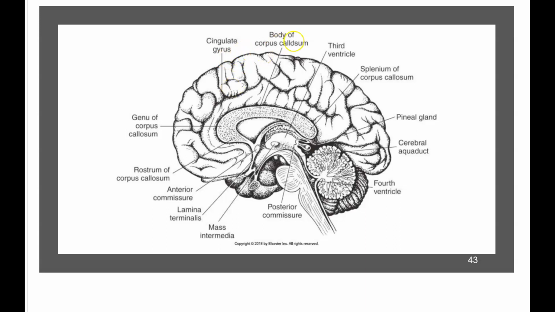So if we come up, the third ventricle is here, and then we have the cerebral aqueduct coming down to the fourth ventricle. Remember this? We come around, here's our pineal gland right there, and we've got our cerebellum, posterior commissure. We didn't cover that yet. Here is our massa intermedia and our anterior commissure. So anterior, posterior. So there's the two commissures.